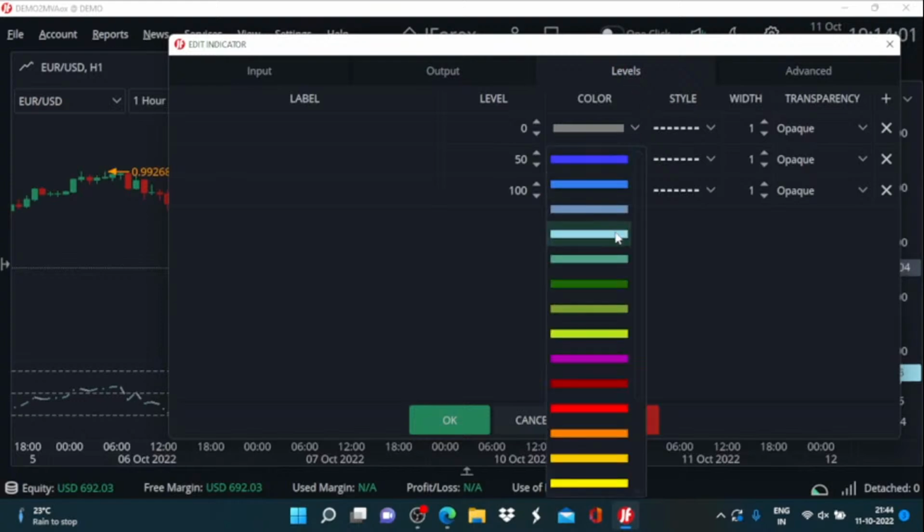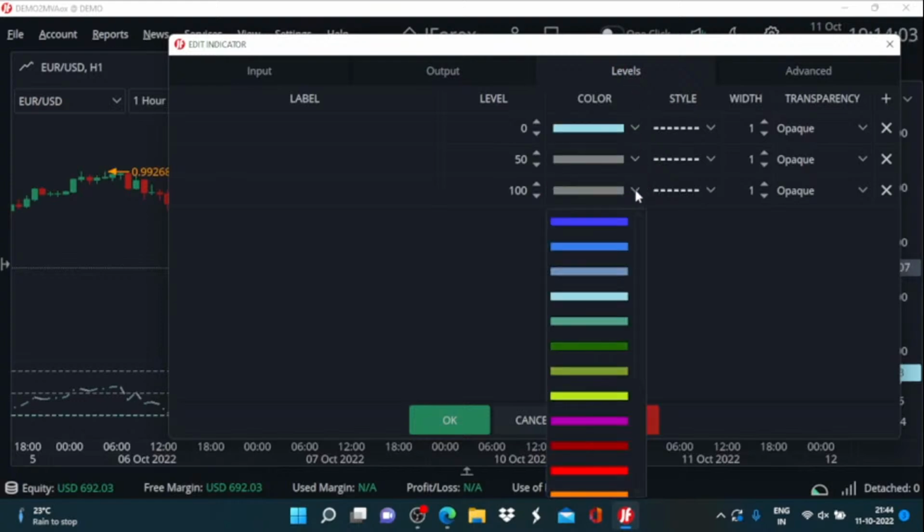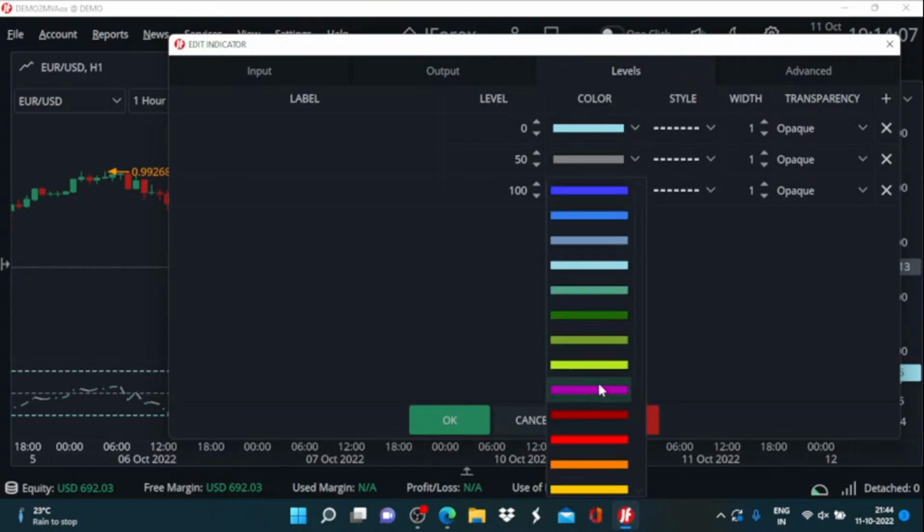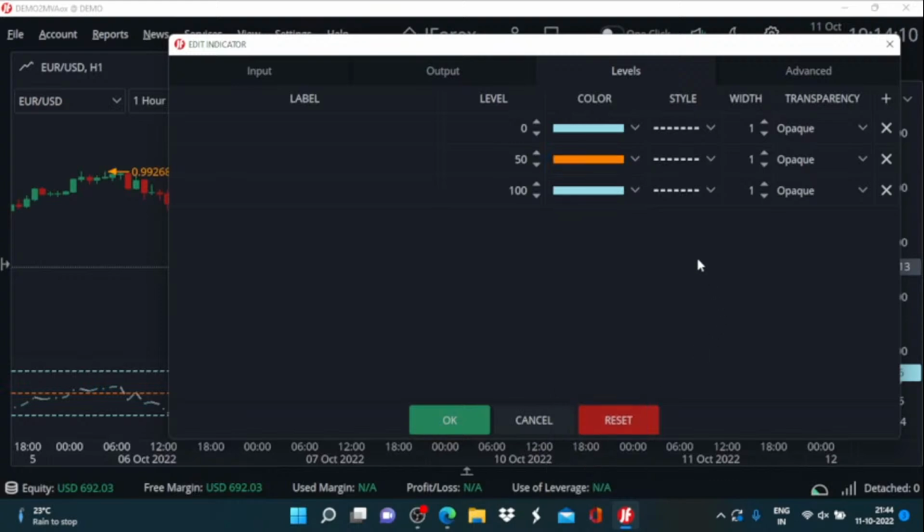If you want to make these levels more prominent, you can opt for brighter colors. If you want to go for different color combination, that is always available to you.